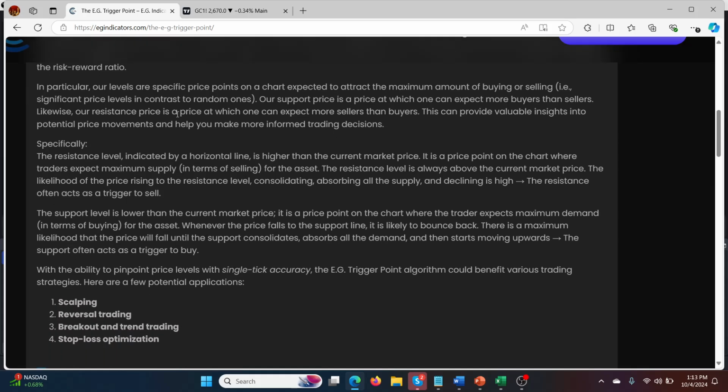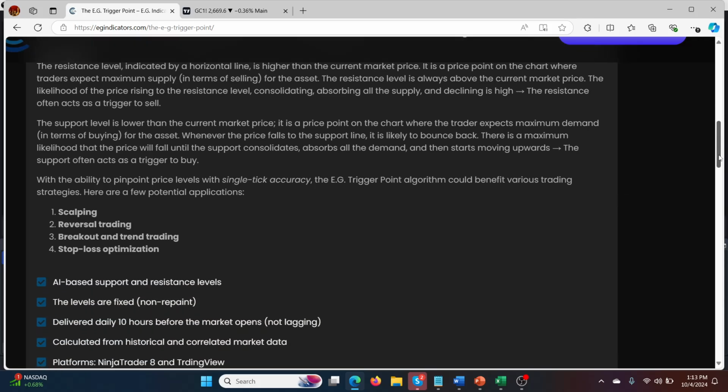In particular, our levels are specific price points on a chart, and I'm going to show you these levels on my charts in a minute on gold and ES and oil. And so the specific price points on a chart are expected to track the maximum amount of buying or selling, i.e. significant price levels in contrast to random ones. That's good to know. Our support price is at a price at which one can expect more buyers and sellers. Likewise, our resistance price is a price at which one can expect more sellers and buyers. So I guarantee you most people watching this are going to know what support and resistance is, so this is kind of pointless. So let me show you, or talk a little bit about what you can do with this.